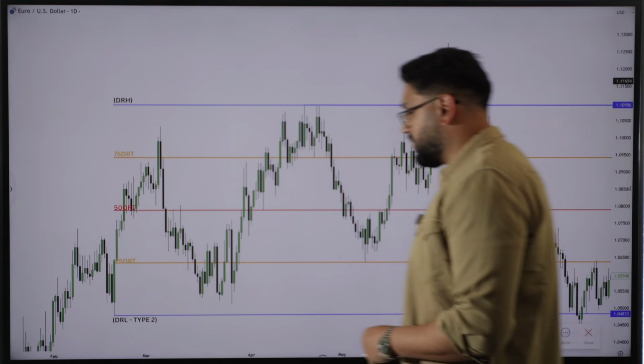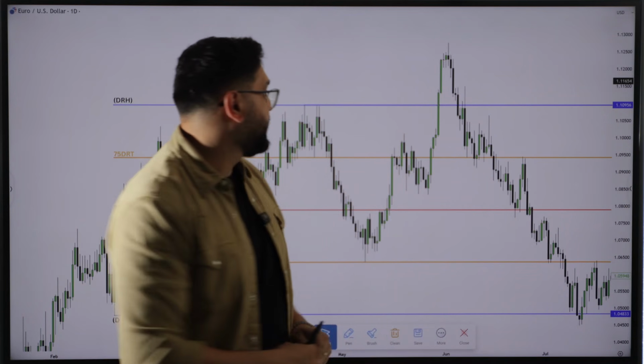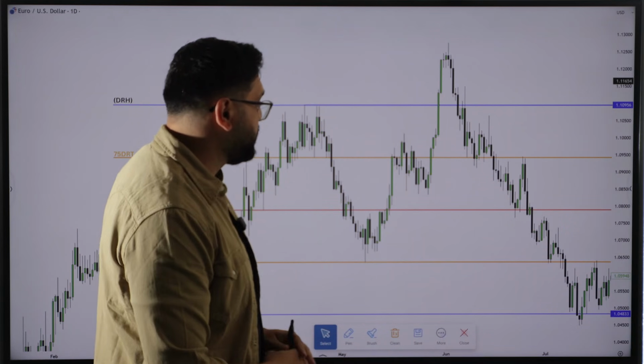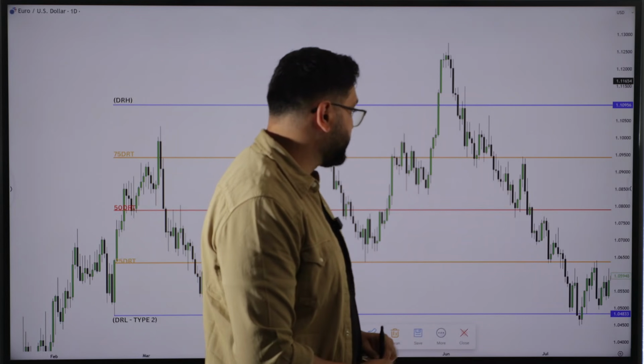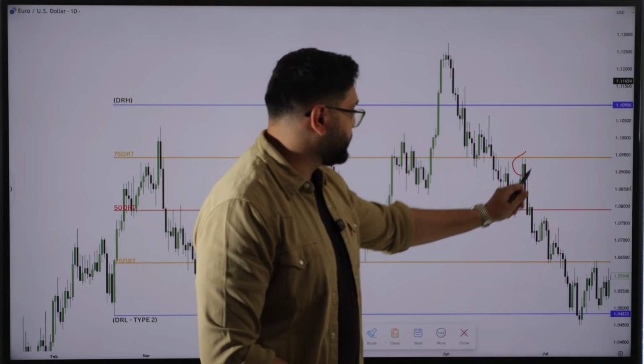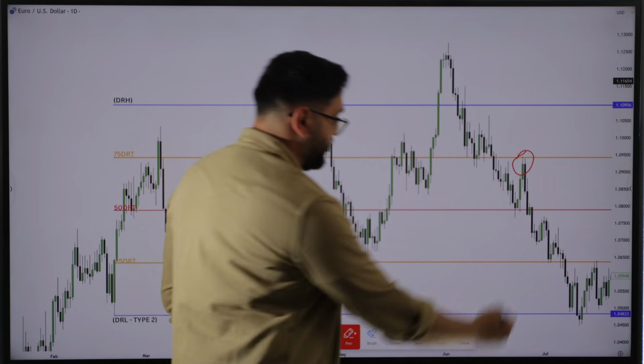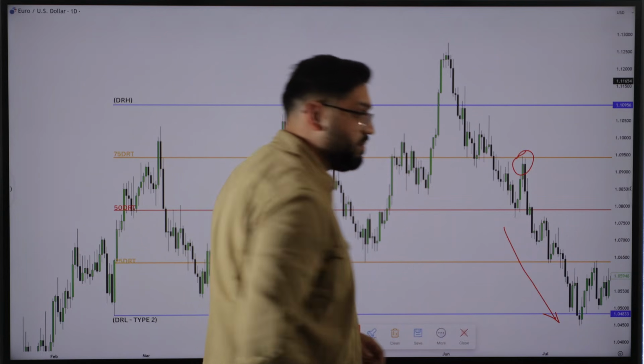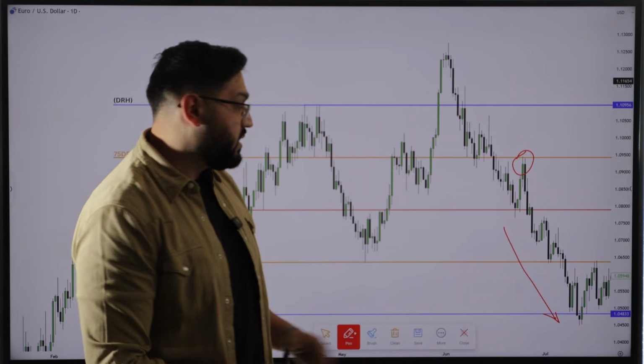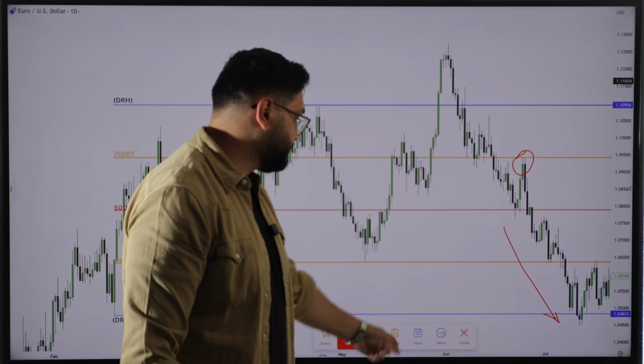And this is what we see eventually happen, is price turns around, drops lower. Note the reaction we have here at that 75 DRT level, and then it continues lower for the major sell side liquidity pool below the dealing range low.